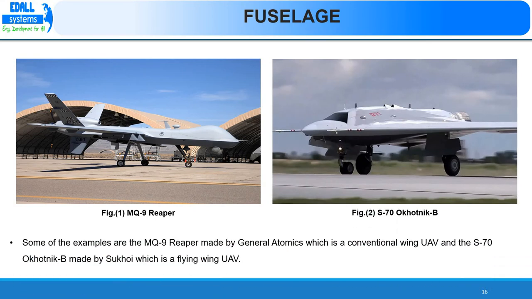Some of the examples are MQ-9 Reaper, shown in figure 1, is made by General Atomics, which is a conventional wing UAV, and S-70 Okhotnik-B, shown in figure 2, is made by Sukhoi, which is a flying wing UAV.